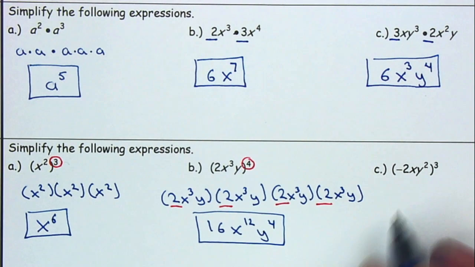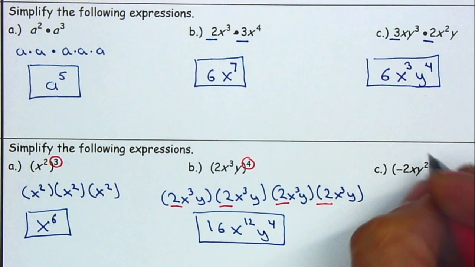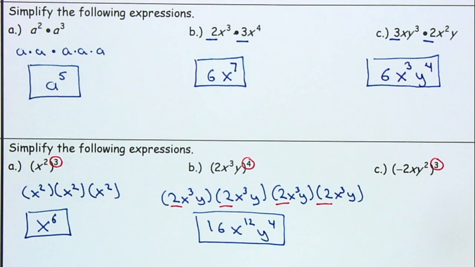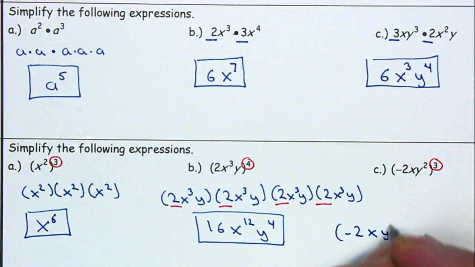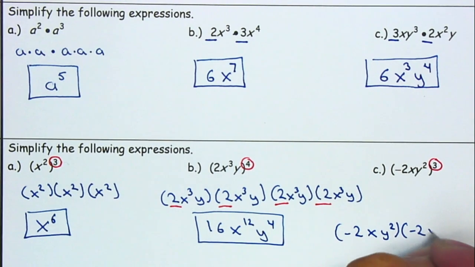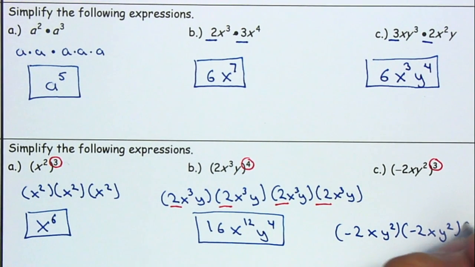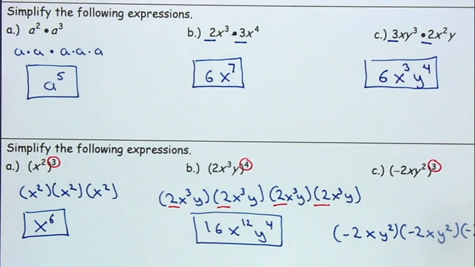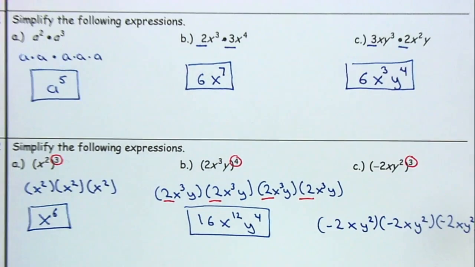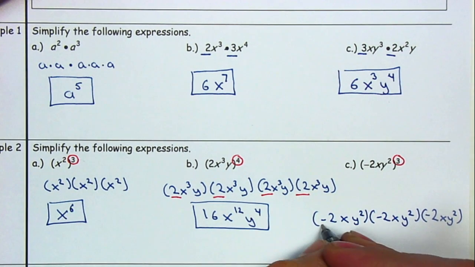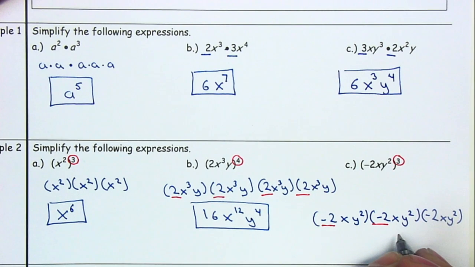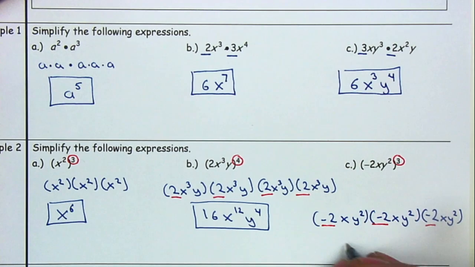Letter C. Since the exponent outside is 3, that means that we have to rewrite it 3 times. Negative 2xy squared, that's my first time. Negative 2xy squared, that's my second time. Negative 2xy squared, that is the third time. From here, I'm going to multiply the coefficients. Negative 2 times negative 2 is positive 4, times negative 2 is negative 8.